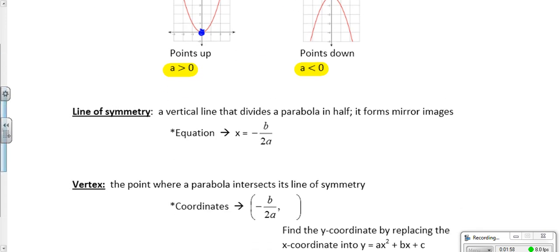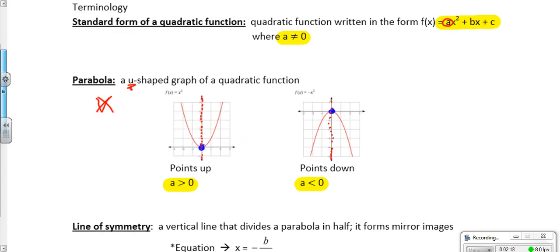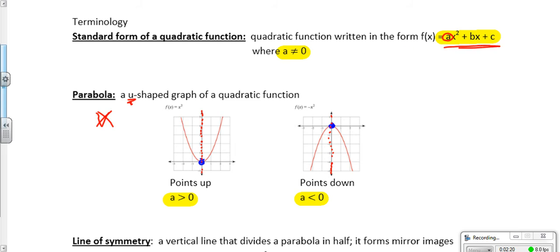Line of symmetry. Now, line of symmetry is something we mentioned a little bit prior, but we're talking about the line that goes right down the middle, and it acts as a mirror, where one side of the parabola reflects on the other. It looks just like a mirror. And we have an equation for the line of symmetry that we can make from knowing or having an equation in standard form.